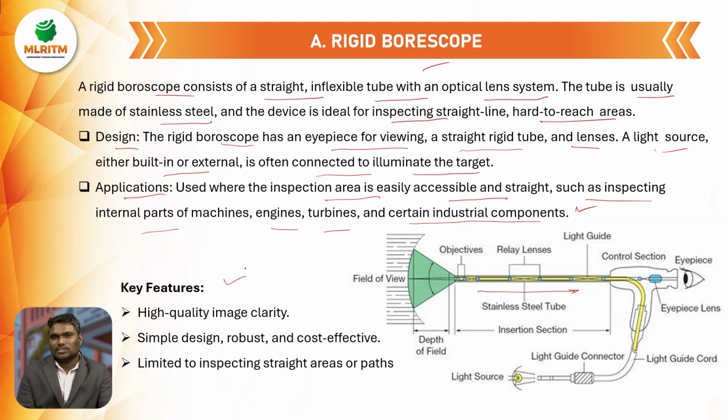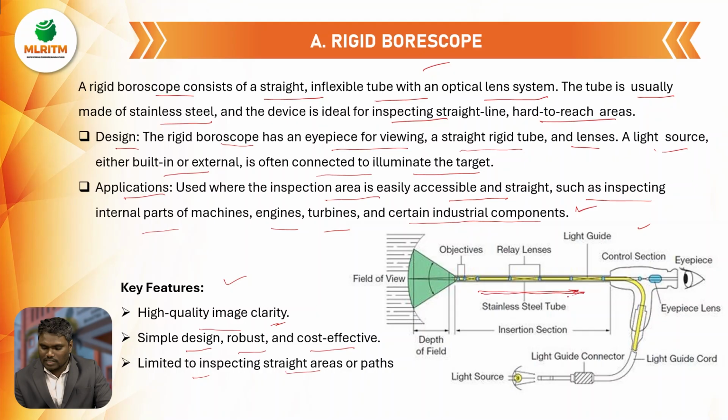The main key feature of a rigid boroscope is it can produce a high quality image, which will give you clarity regarding defect detection. Another key feature is it is simple in design, robust and cost effective. The third key feature of a rigid boroscope is it is limited to inspecting straight areas or paths. So this is how it looks.